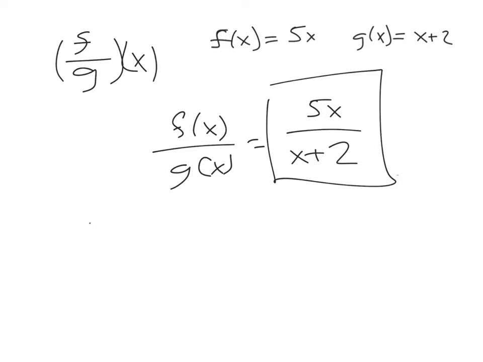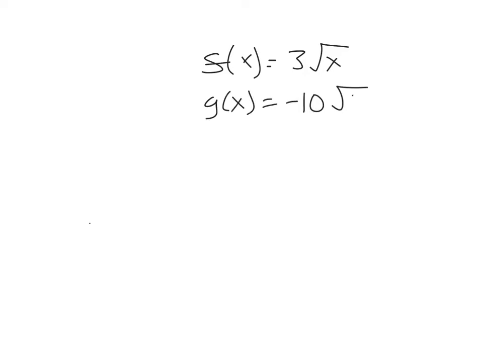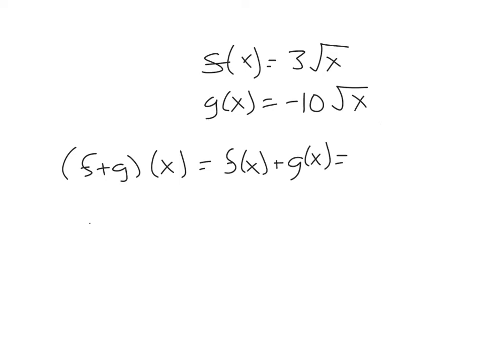But now let me take it to the next level, okay? So let me erase this. Alrighty, so let's go back to addition, okay? And let's say f of x is equal to 3 square root of x, and g of x is equal to negative 10 square root of x, okay? So in this scenario, if I'm wanting to add these, that's going to be f plus g of x is equal to f of x plus g of x. And so that's equal to 3 square root of x plus my negative 10 square root of x.